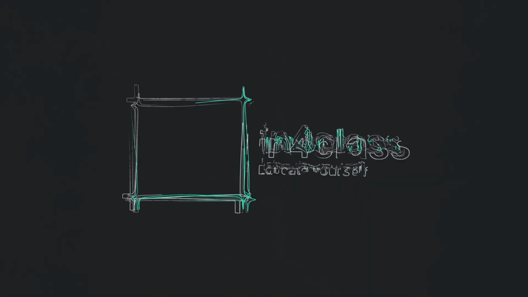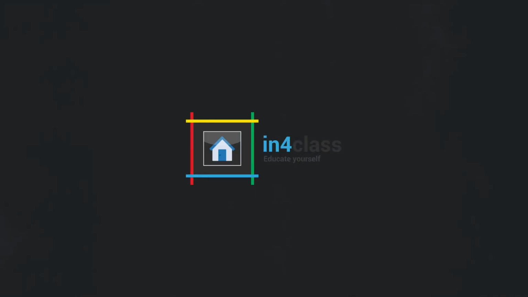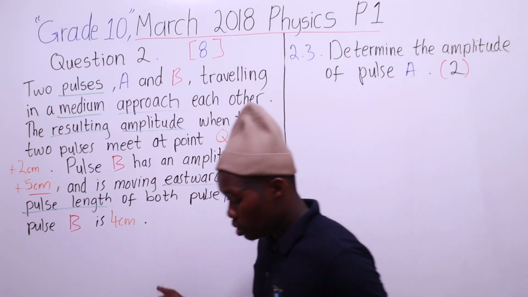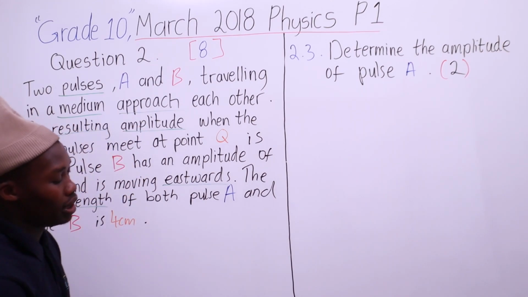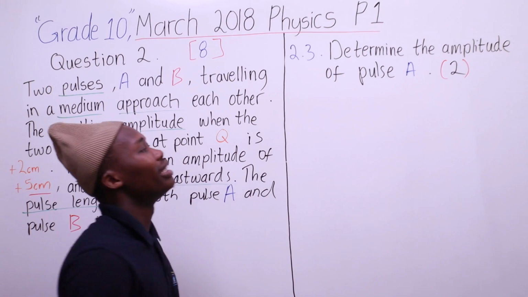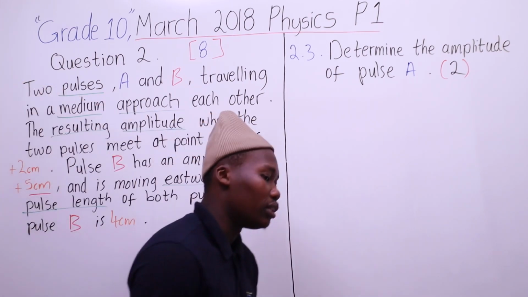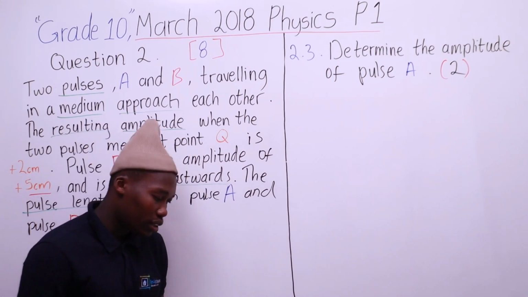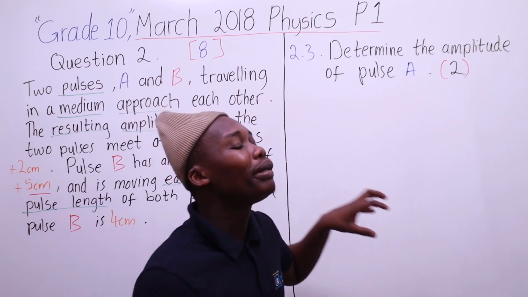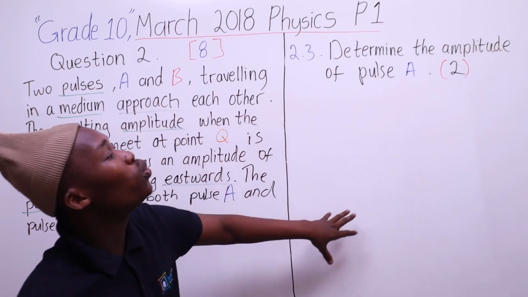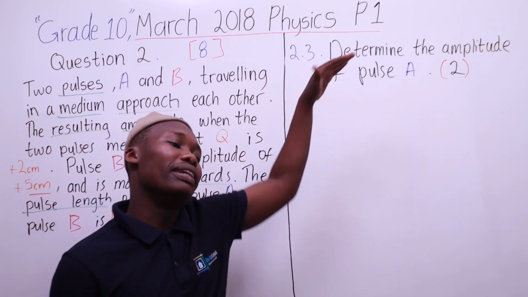Let's go to question 2.3. Alright, so 2.3 now, another 2 marks. Determine the amplitude of pulse A. Remember, amplitude. What is amplitude? It is the distance from the rest position where the particles were, to where they are displaced the furthest.